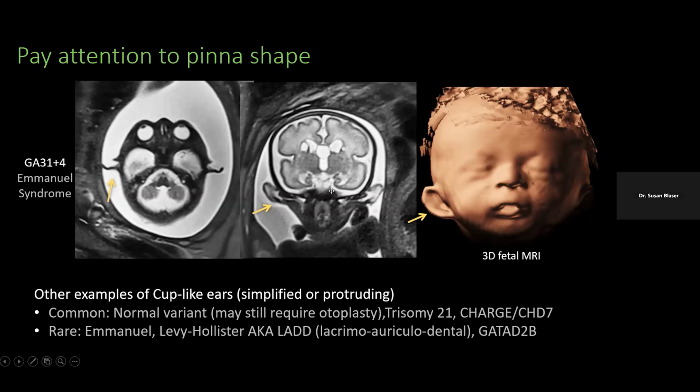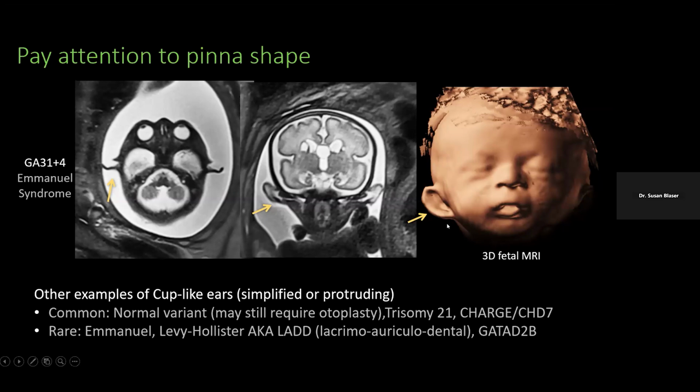And yes, there are abnormalities with cyst formation in the brain and prominent pericerebral fluid spaces. This particular fetus had Emanuel syndrome. There are many other examples of cup-like ears, which could be simplified or protruding, and the common ones would be trisomy, CHARGE. The rare ones would be Emanuel like this, lacrimo-auriculo-dento-digital, and other syndromic cases. Now, it may just be that it's a normal variant, but they still will require otoplasty in some cases.